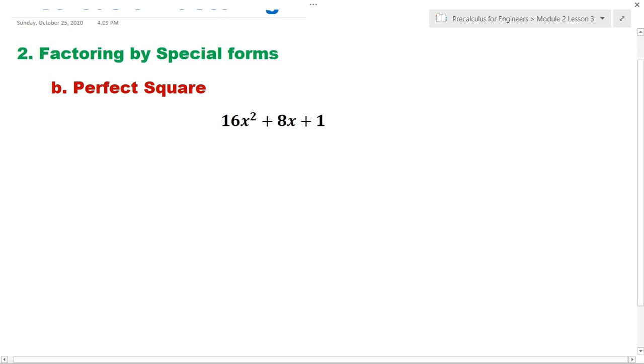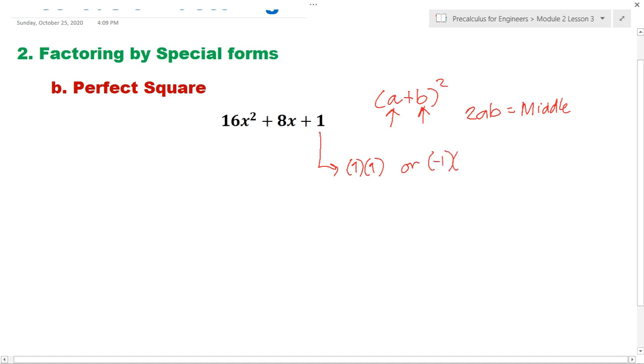How about this one? So, again, dapat i-follow mo na ganito yung factor mo, squared. Therefore, we need to find B and we need to find A. And to verify that for the middle term, it must be that 2 times AB is the middle term. So, let's verify. What is the perfect square? Is 1 a perfect square? Yes, because you can multiply it 1 times 1 or negative 1 times negative 1.